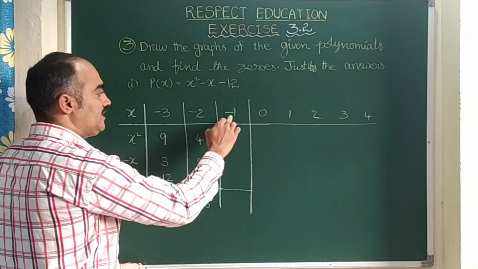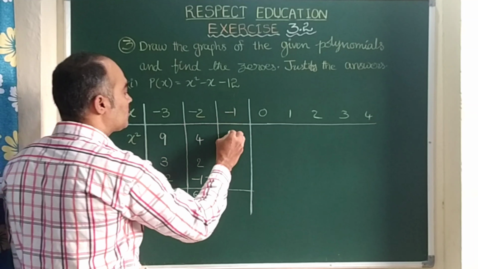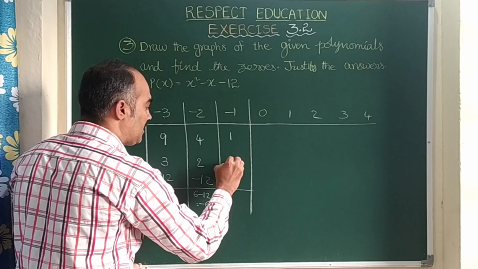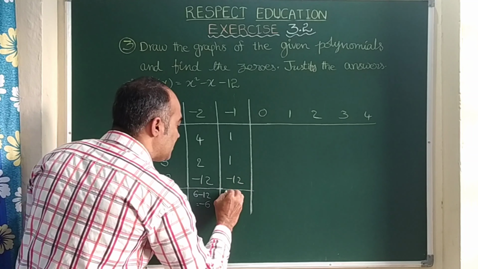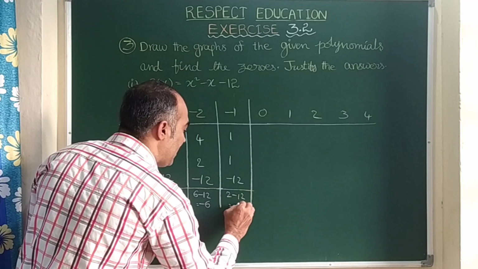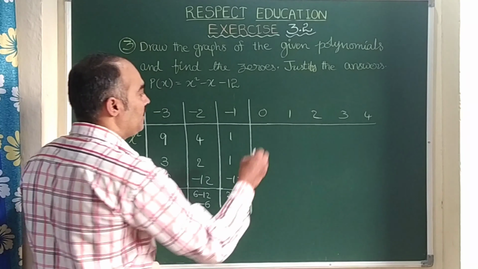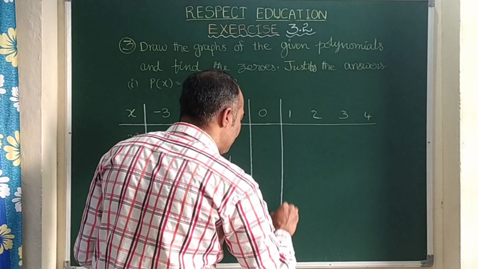So x is minus 1. So minus 1 whole square is plus 1. Minus of minus 1 is plus 1. Here this is minus 12. This is 1 plus 1 is 2. It is 2 minus 12. This is minus 10. Now let us go to the next value.